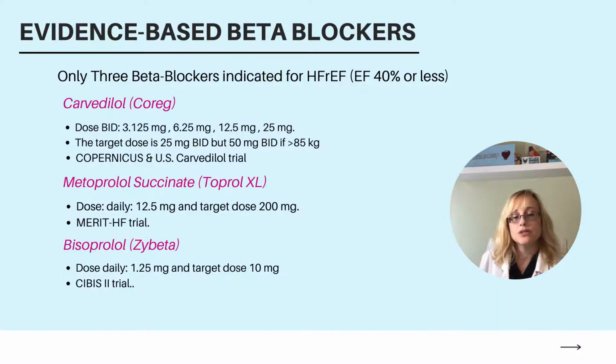It is recommended to start with an ARNI, ACE inhibitor, or ARB first in new onset heart failure with reduced ejection fraction, and add in a beta blocker when euvolemic. However, if the patient is already on a beta blocker, it's okay to continue it during the heart failure admission, but you may need to reduce the dose. The slide shows the 3 different evidence-based beta blockers and the dosages and the trials that were associated with each.